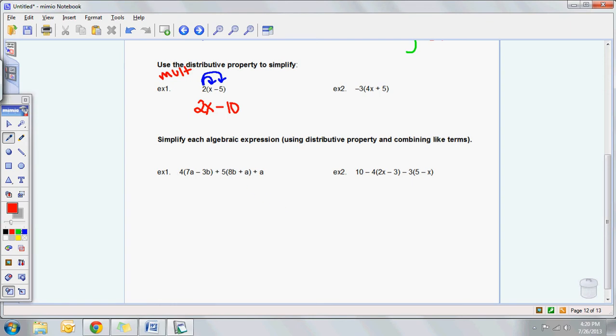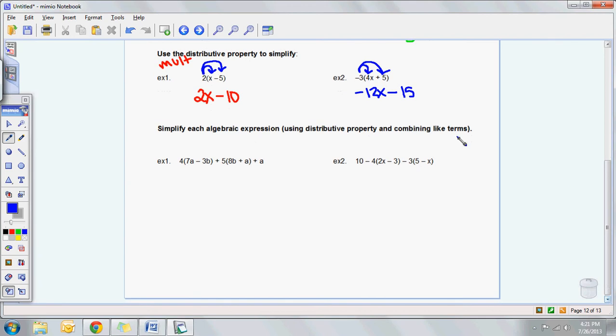Okay. And then the next one over here, can't simplify anything in the parentheses. I don't see any like terms, so I'm going to multiply this outside term by everything on the inside. So negative 3 times 4x is going to give us negative 12x. Negative 3 times 5 is going to give us negative 15. And then I'm going to look. I don't have any more parentheses, and I don't have any like terms, so I am finished.